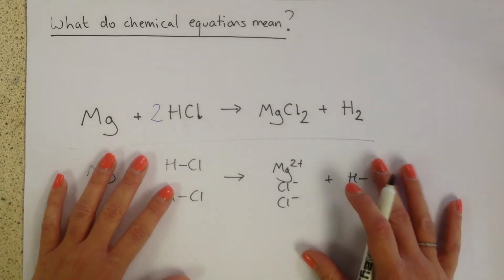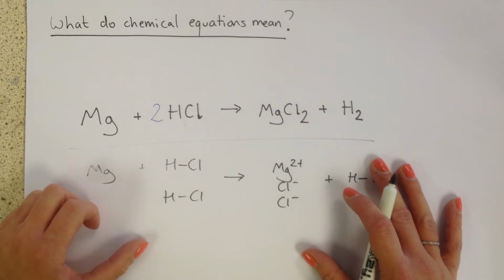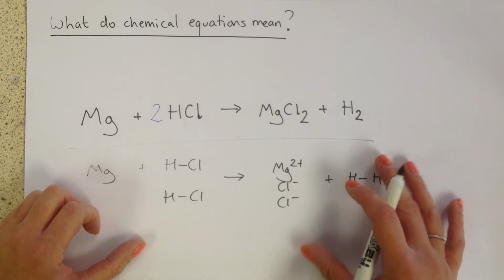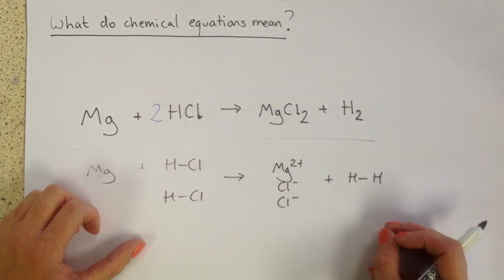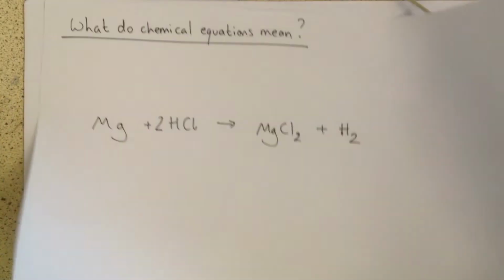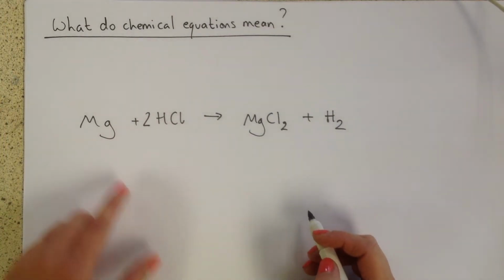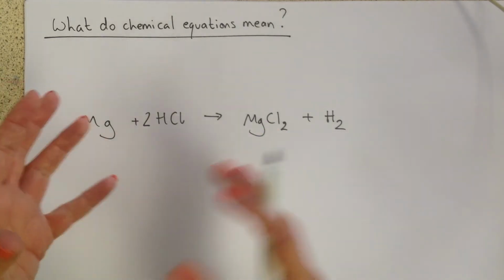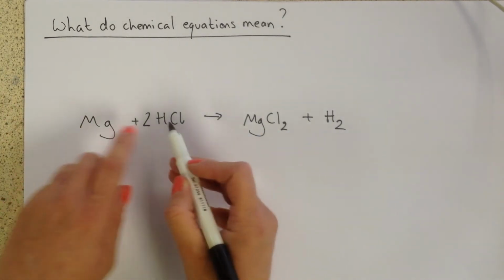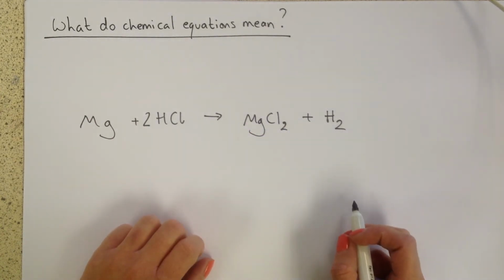It doesn't seem that important, but all of the calculations that you'll be doing further on in chemistry require you to be able to balance an equation and understand what that means. So let's move on to the start of that stage now. You can think of the big numbers talking about specific molecules. So we've got one magnesium, two HCl's, one MgCl2 and one H2.